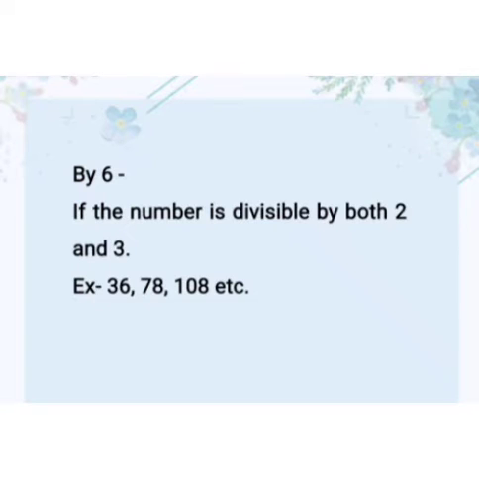If the number is divisible by both 2 and 3, अगर एक नंबर 2 और 3 दोनों से ही डिविजिबल हो जाता है without leaving the remainder 0, then the number will be divisible by 6 also. For example, 36. See, 36 is divisible by 2 because 6 is there at the units place, and 6 plus 3, 9. It is also divisible by 3 because 9, the sum of the digits, is divisible by 3. So 36 is divisible by 2 and 3 both, so it will also be divisible by 6.